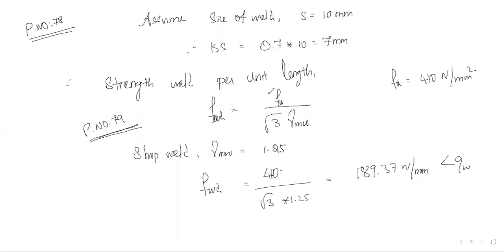Here the formula is wrong. So here the formula is FWD is equal to Ks into Fy divided by root 3 into gamma MW, where Fy value is equal to 250 Newton per mm square. Okay, so this is correct. So Ks value is 7 mm into 250 divided by root 3 into 1.25.